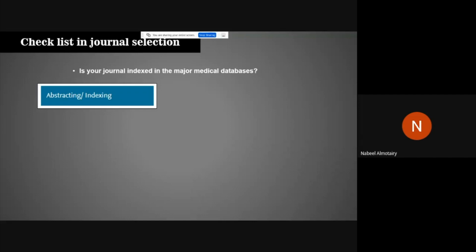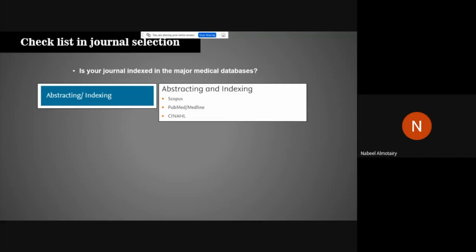You could do it manually by going through the journal website, by going through the abstracting or indexing headlines, and you could check in which databases they were indexed. And also you could confirm the information that's presented on the journal website by going through, for example, PubMed. They have a catalog for journals. You could go there and search for the journal that you have selected.